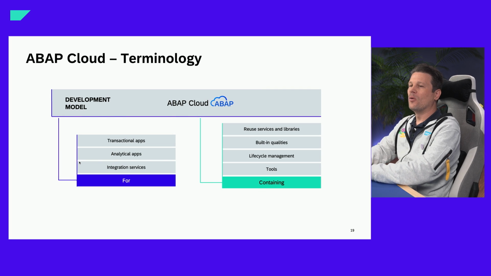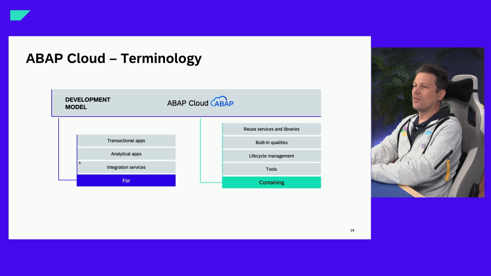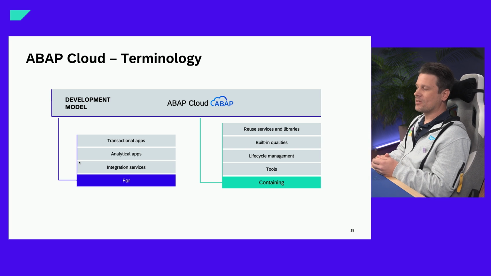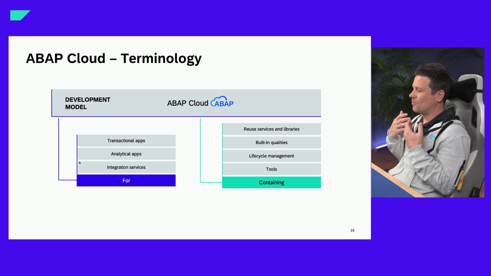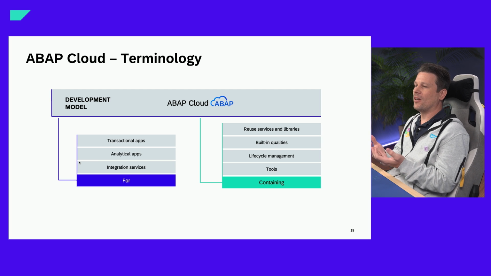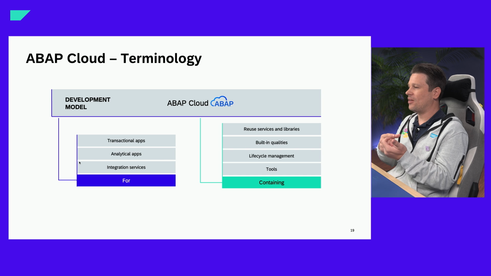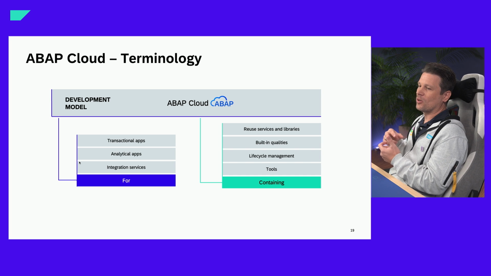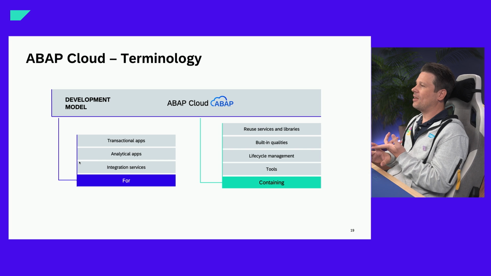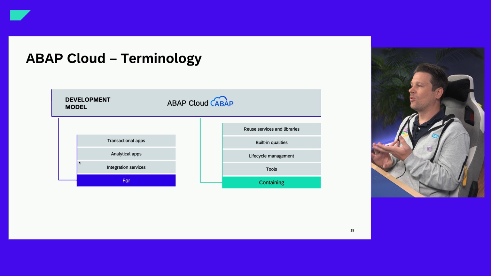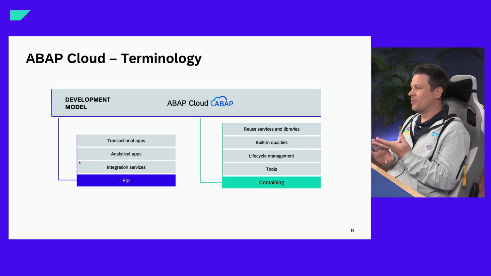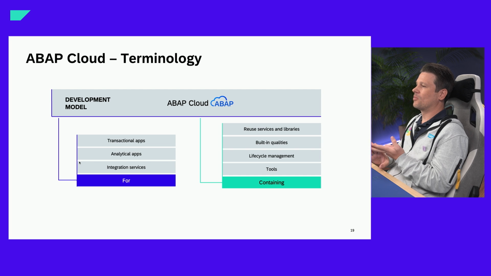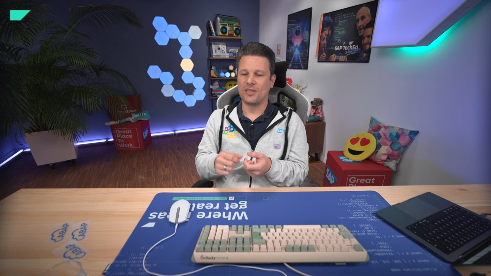So ABAP Cloud, what does it mean? And what's the terminology when we talk about what's the content of it? Of course, ABAP Cloud is there as a programming and development model to build transactional applications, of course, with our well-famous RESTful ABAP programming model. It's there to build analytical applications which are available, and of course integration services with all the protocols you probably know, like SOAP, RFC, OData, HTTP.